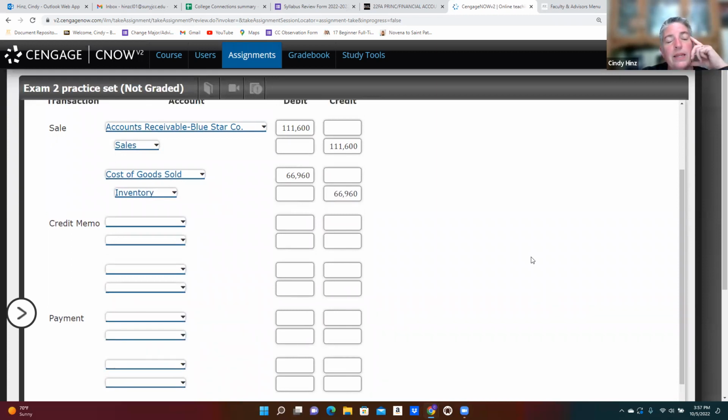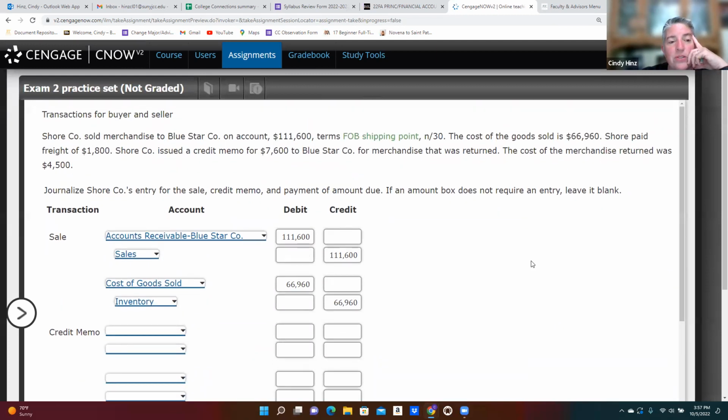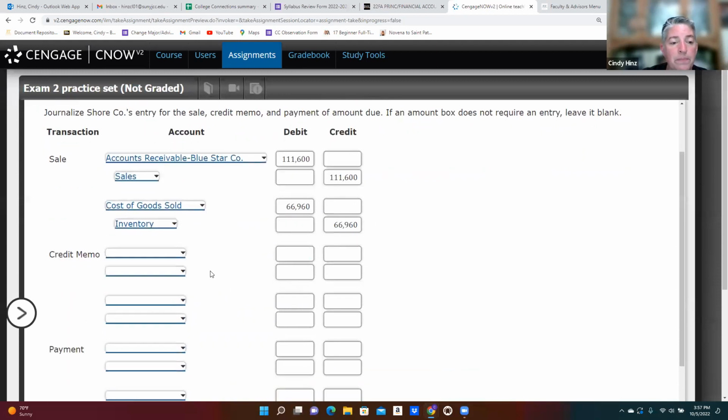So it's not uncommon for the freight charges to be a separate invoice, because Shore probably had to wait till they got the bill from their freight company to know how much it would be. So it wouldn't be included here. We'll come back to that when we get to the payment.